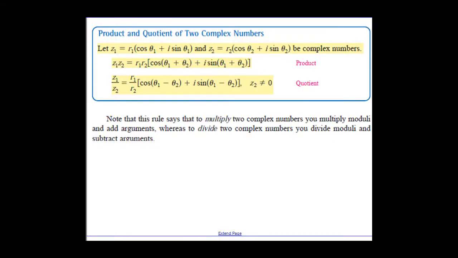So we have this a little bit more formalized here. We see that if we multiply, we simply multiply the modulus, so the r values, and take the sum of the arguments, so the thetas.